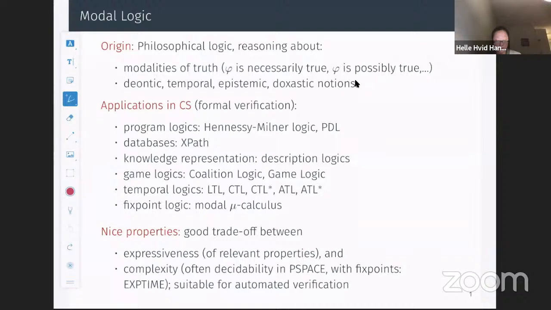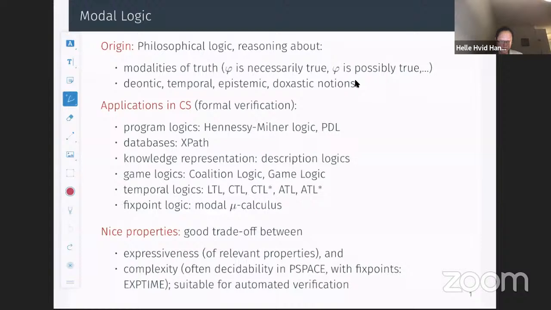But you can already say, we have first order logic, why don't we just use that? We are all very familiar with specifying properties in first order logic. Well, you don't have a decidable satisfiability problem. So that would be one reason. So modal logics are suitable for automated verification. That's the main motivation for their use in computer science.